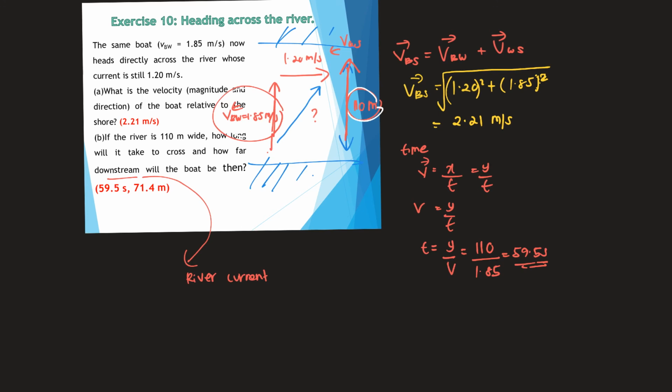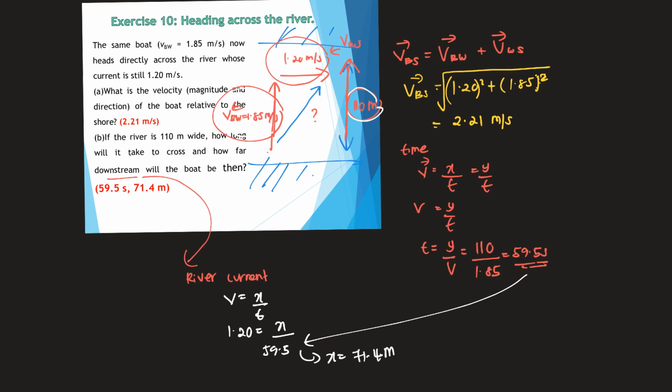So that means we are going to use the velocity of 1.20 meter per second, and we are going to use the same formula, which is v equals s over t. The velocity is going to be 1.20, and the s we didn't know. Time is 59.5. So you are going to get your s is 71.4 meter.